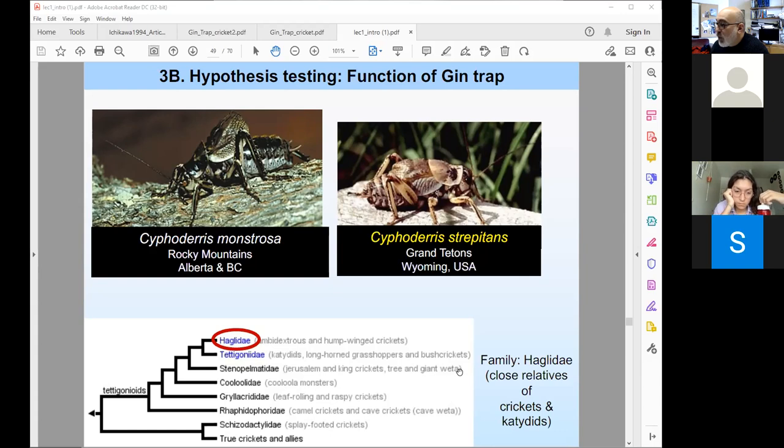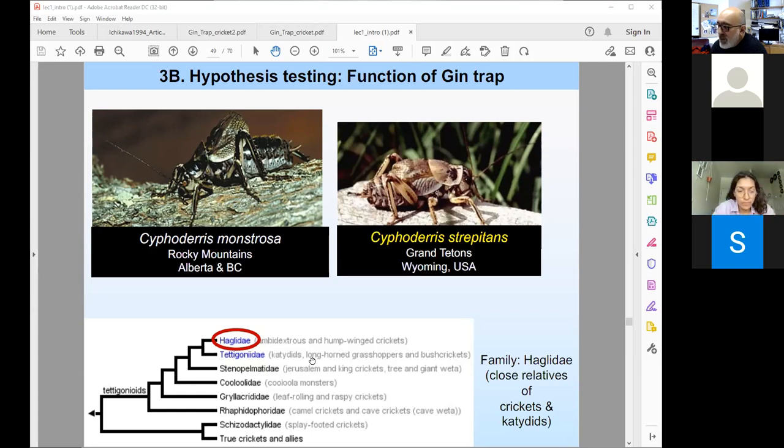The tree and giant weta are an interesting animal. You should Google that. But anyway, all to say that this group, the Haglidae, are called ambidextrous and hump-winged crickets. But there's a couple of species here that engage in a very interesting behavior, and they have a structure called a gin trap.